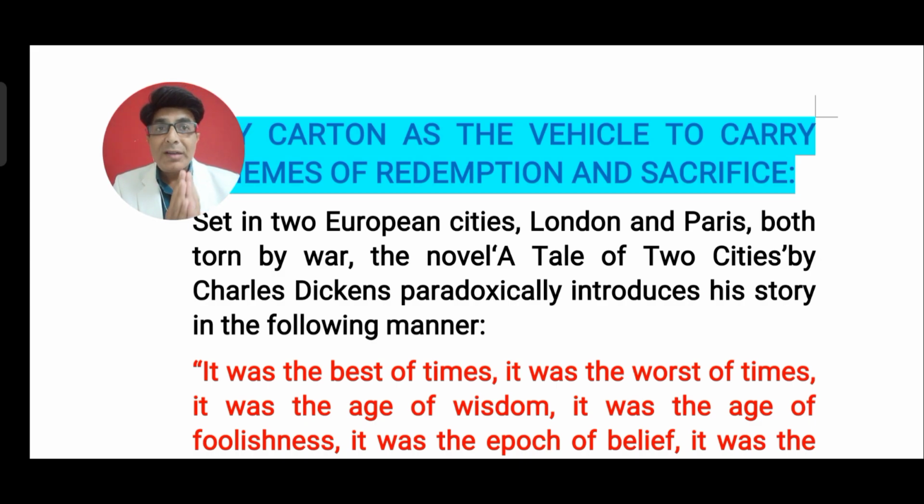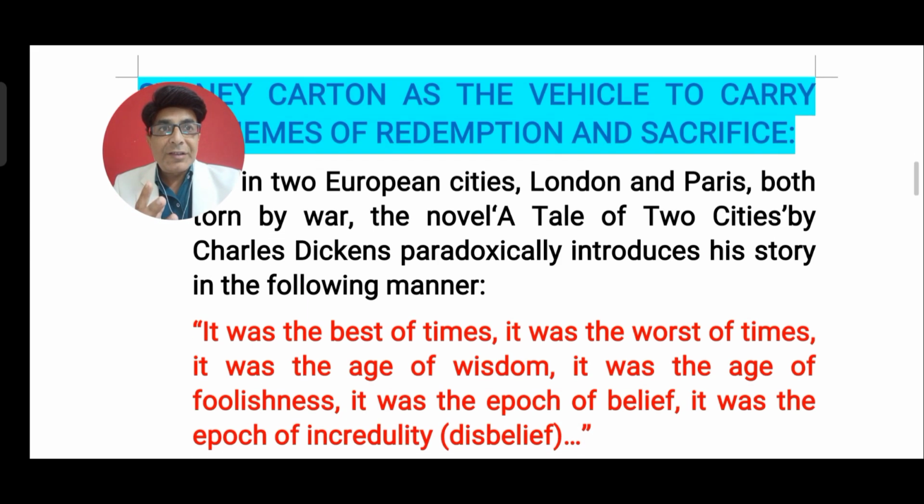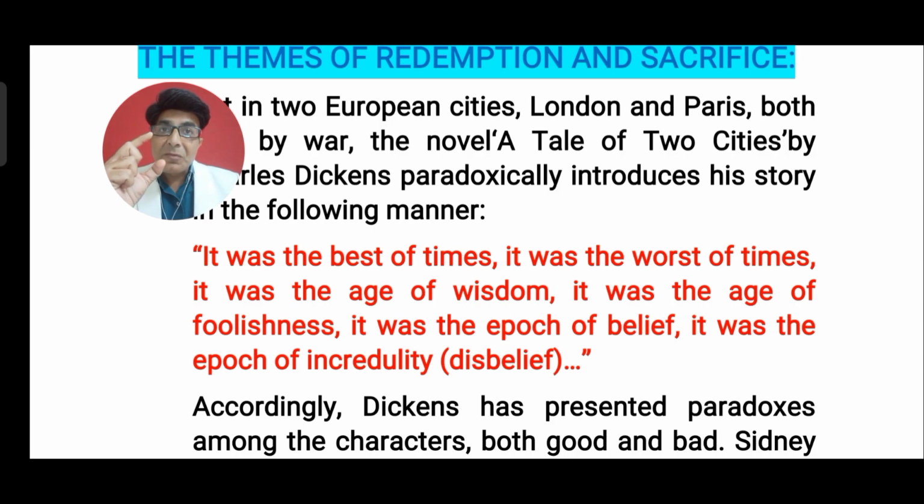We know that this novel is set in the background of the French Revolution, and how the two cities, Paris and London, are affected. There is an impact of this French Revolution on London and on Paris. So the whole story revolves in the background of this French Revolution, and you mark these words which we find in the beginning of the novel by Charles Dickens. Dickens has presented a paradox, a contrast of ideas in the very first line of the novel. What are these lines? "It was the best of times, it was the worst of times." Means it was a good time, it was a bad time also.